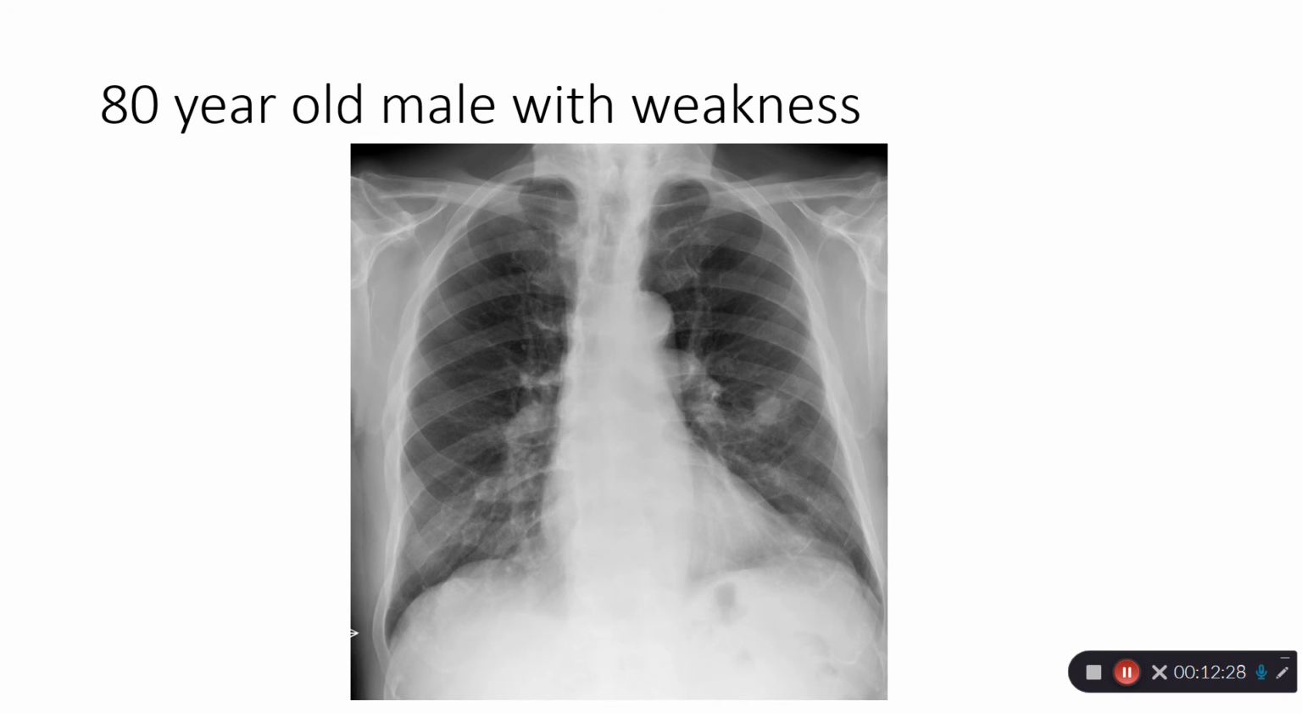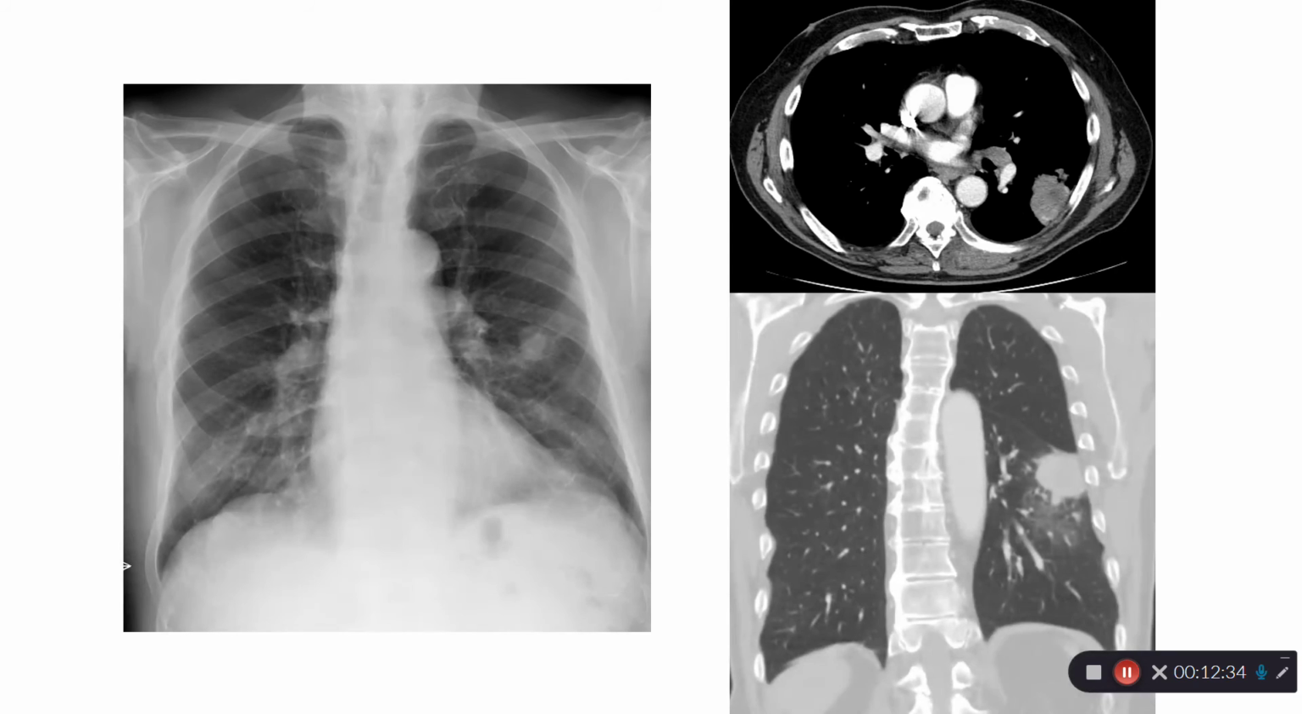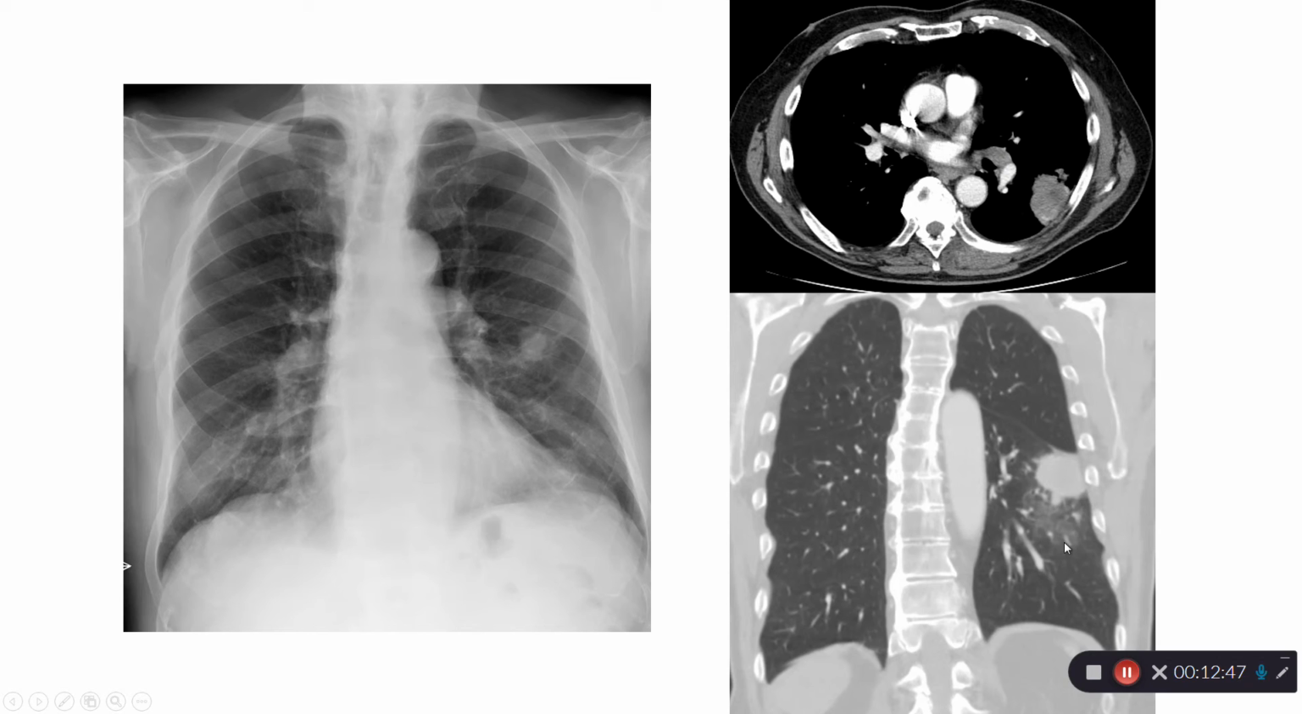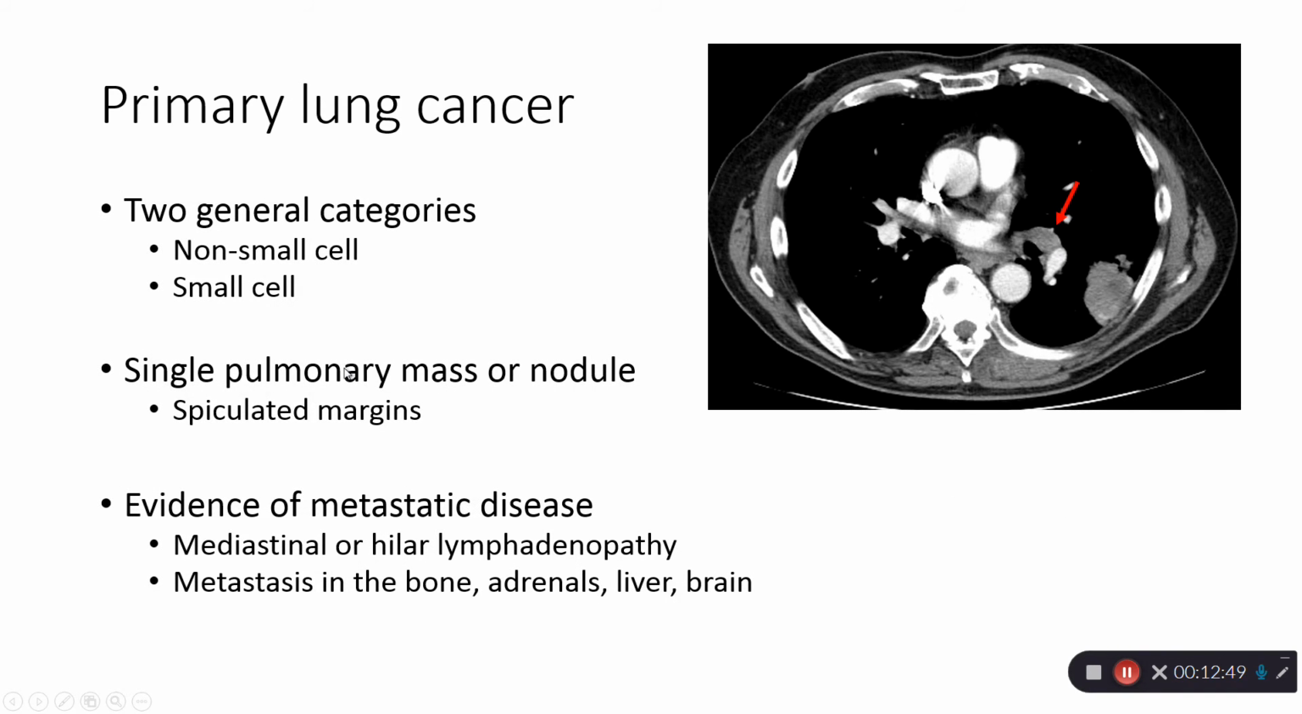80-year-old male patient with weakness. Maybe a little bit of an eye test, the abnormalities within the left mid-lung. Here we see the nodule that we saw in the radiograph corresponding to this heterogeneous nodule within the left lower lobe. We can also see that there is a little bit of fullness within the left hilum. So this is an example of a primary lung cancer.